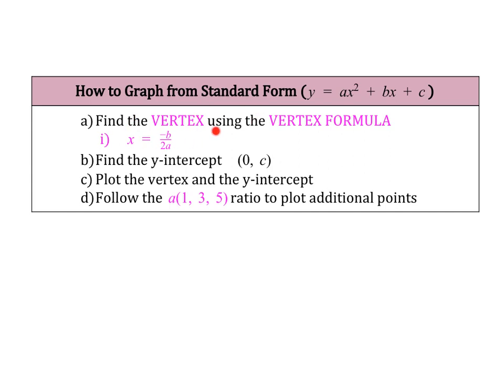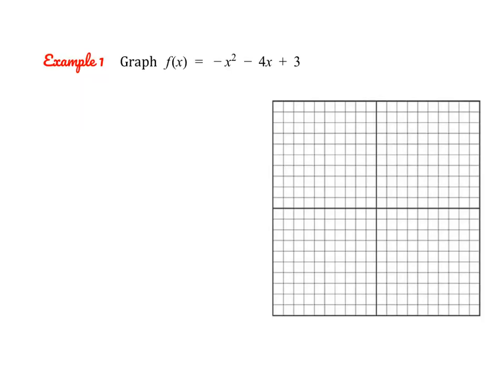So first we need to know the formula, and then we're going to find the y-intercept, which is always going to be 0, c if your equation is in standard form. And then you're going to plot the vertex and the y-intercept, and then you're going to go on to use the 1:3:5 ratio to plot additional points on your parabola. Now remember that 1:3:5 ratio, we talked about this at the very beginning of the unit. We multiply this ratio by your a value to adjust for that vertical stretch or shrink. So let's go through one together.